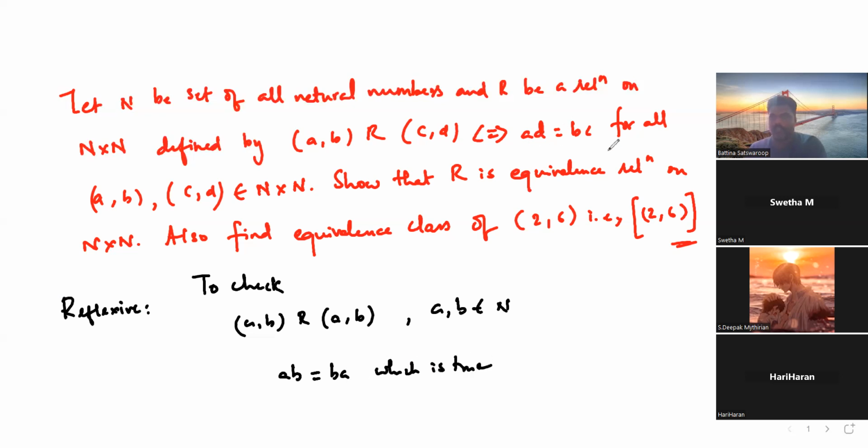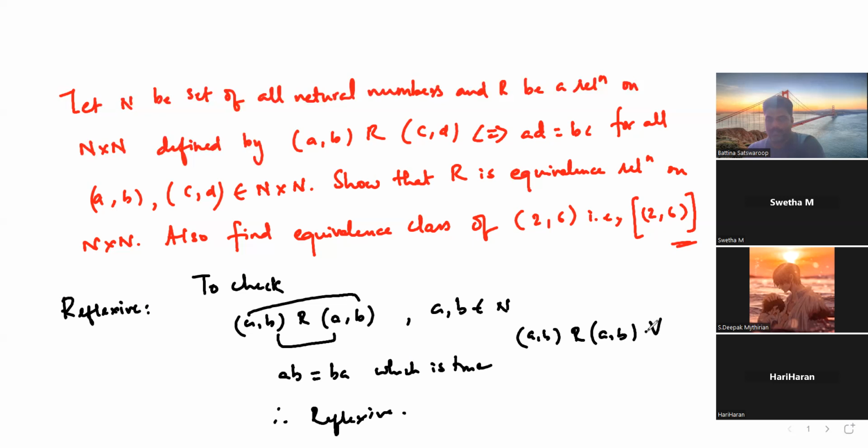That is what we have, AD equals BC. So AB equals BA will come. Yes. Multiplication is commutative. 1 into 2 is equal to 2 into 1 for natural numbers. It is true. So therefore reflexive. If you want, you can add one more line: (A, B) is related to (A, B) for all (A, B) belongs to N.